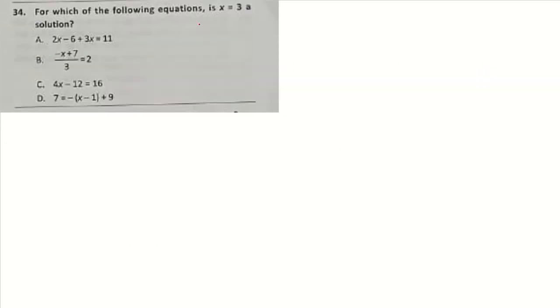For which of the following equations is x equals 3 a solution? This you basically had to plug in the value of x as 3 into all of these. The correct answer is option D. Negative x minus 1, 3 minus 1 is 2, negative 2 plus 9 is 7.